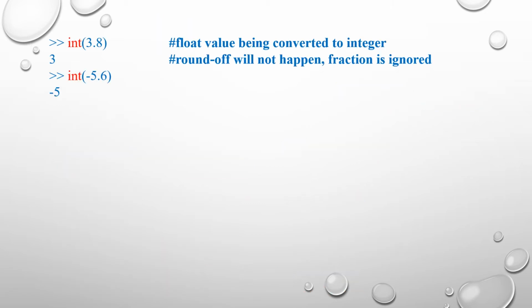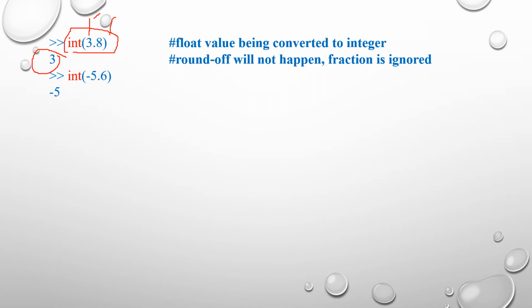So here, int of 3.8. We know that int is the type converter. The argument is 3.8, which is a float value. So here the float value is being converted into an integer. 3 is the integer part and 0.8 is the fraction value. The interpreter will give the value 3. The float value is being converted into an integer.